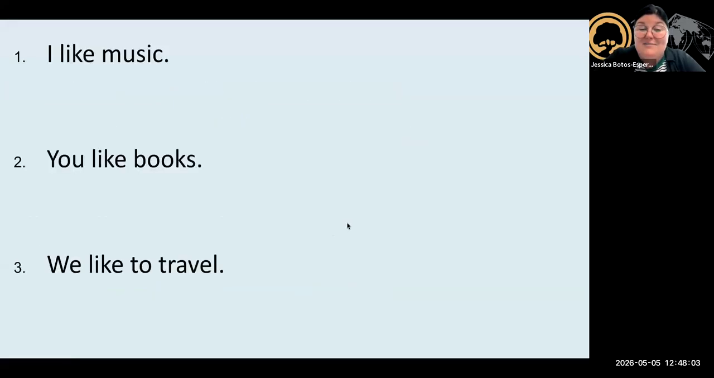Now it's going to be your turn to create the sentences. Read the following sentences out loud, and I want you to try to put together some simple sentences in Spanish. So, pause the video if you need to, and I want you to think of how you would say the following sentences in Spanish.